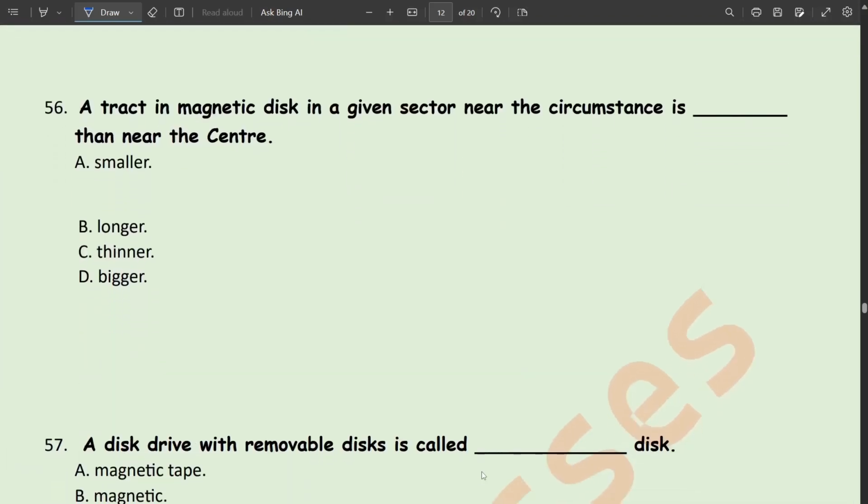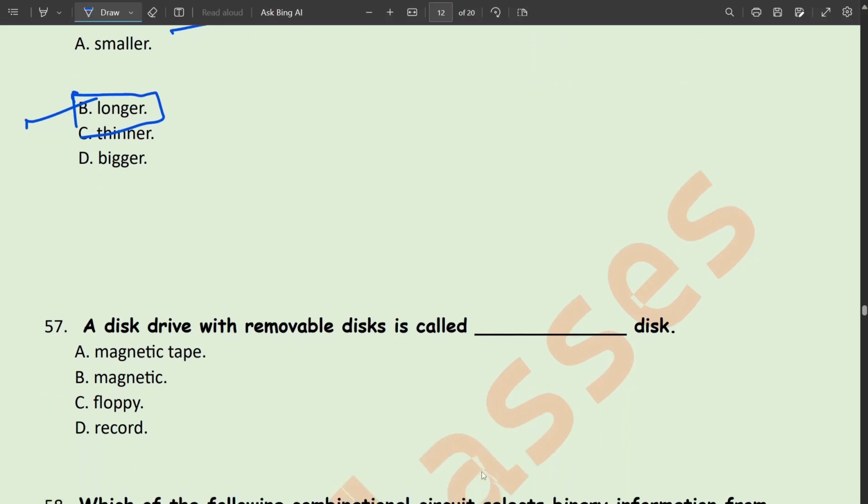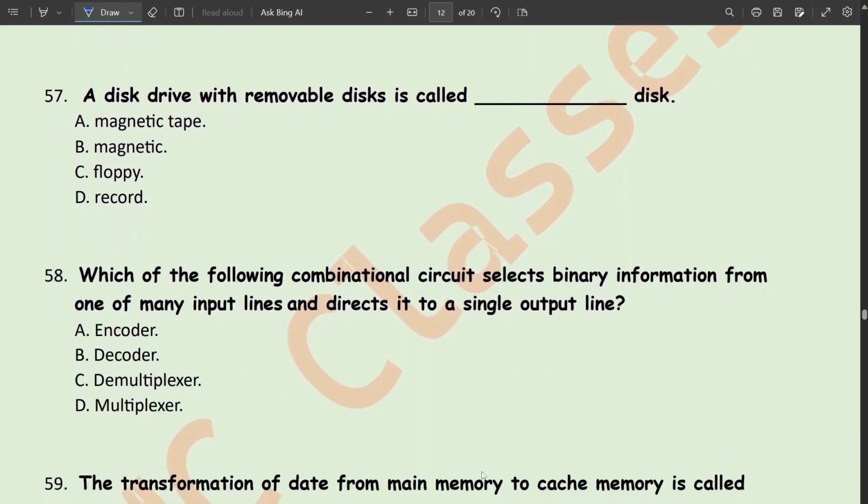Next, a track in magnetic disk in a given sector near the circumference is always longer than near the center. Option number B is correct. Next, a disk drive with removable disk is called what? So the answer is option number C, floppy.